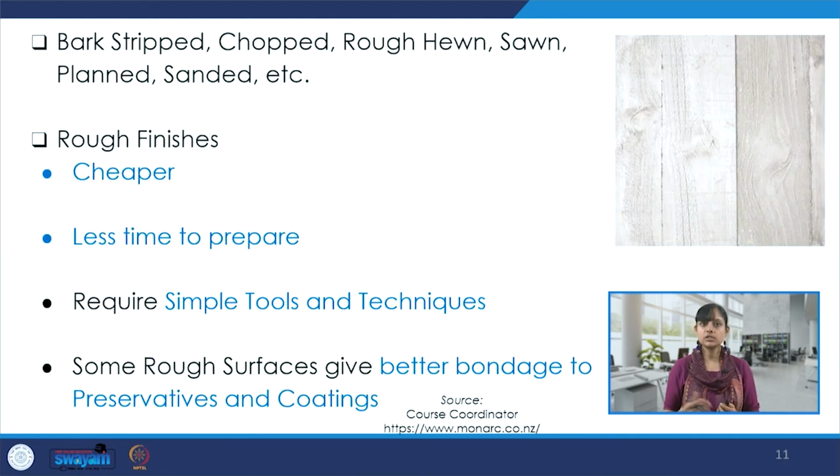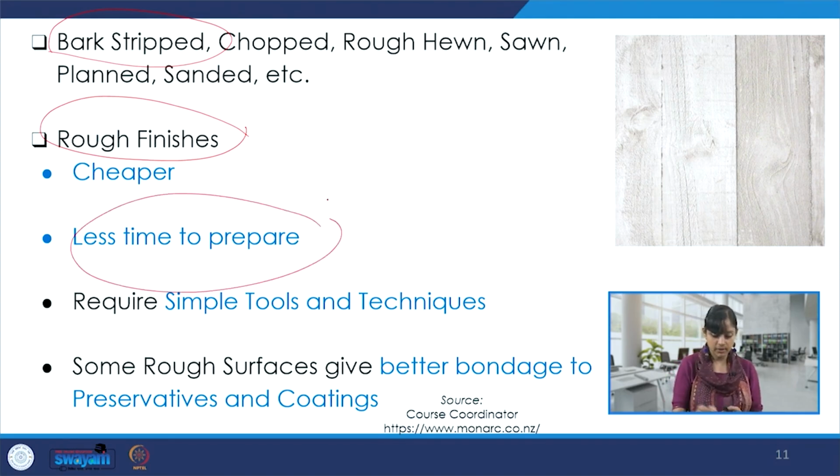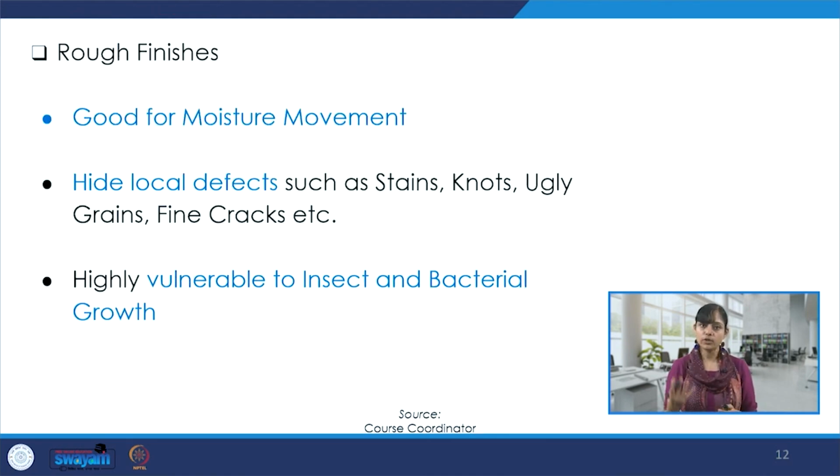Types of wood finishes, of course there are also different types of wood finishes. So there is the bark stripped one, the chopped one, sanded one, and broadly speaking we can categorize the wood finishes into rough finishes and smooth finishes. So rough finishes are cheaper compared to the smooth finishes. They need less time to prepare. We can work with them using simple tools and techniques. And the advantage is that they give better bondage to preservatives and coatings. They are good for moisture movement.